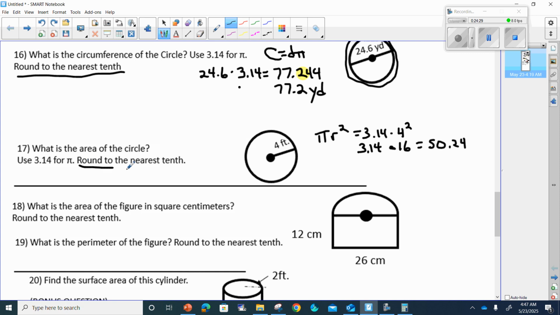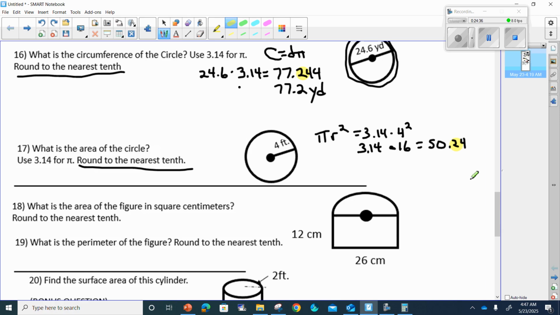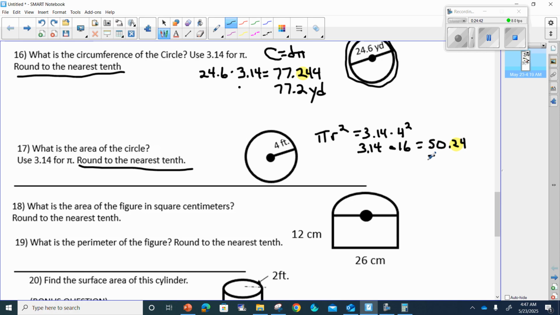Look again, round to the nearest tenth. So again, we have to remember we're rounding to that spot. 4 is not bigger than 5, so our answer would be 50.2. This time we're talking about area. That's how much fills this circle up. So this is going to be feet squared.